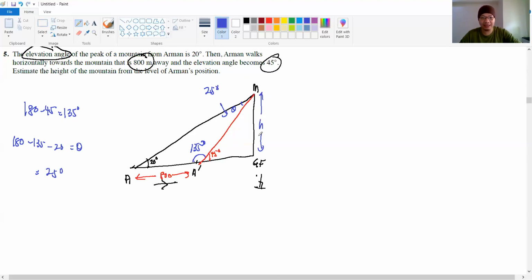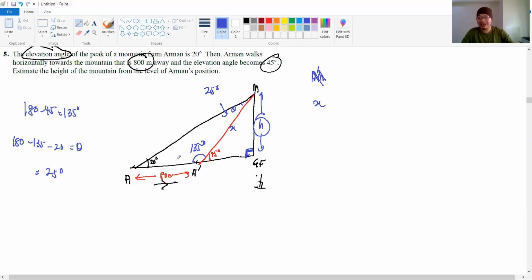This is 90 degrees because it is horizontal to the peak of the mountain. You want to find H here. So at least you need to have the length of A prime M. You must have this length. So let's find A prime M. How to find this length? Let's label it as X.